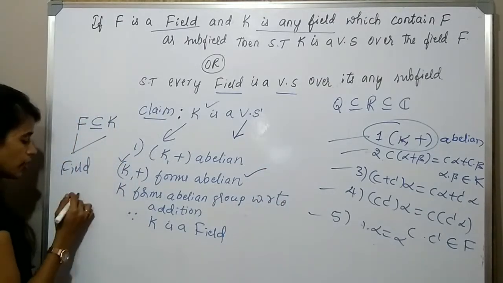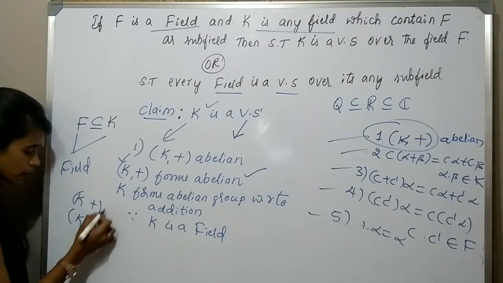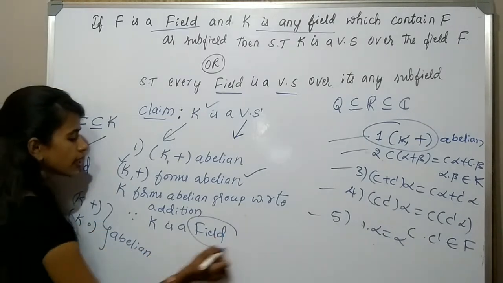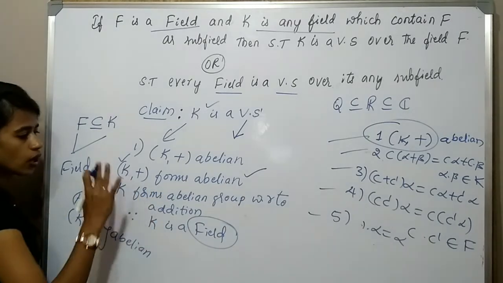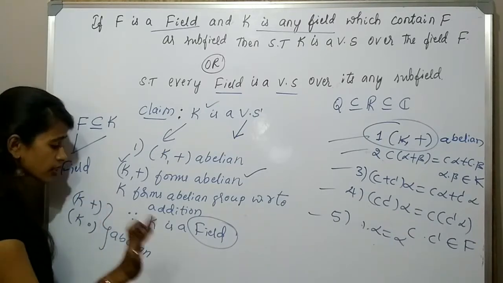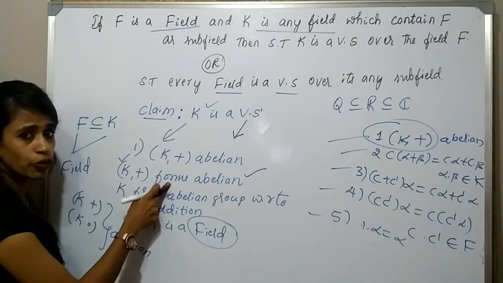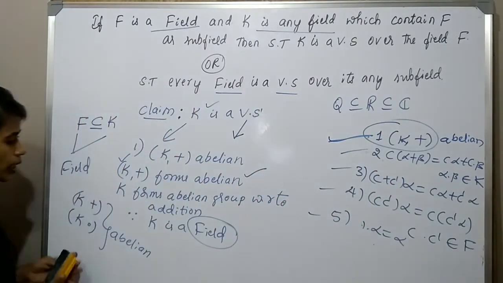What do you mean by a field? Field means K with respect to addition and K with respect to multiplication must be abelian. The definition itself says it must be abelian, therefore no need to prove closure, associative, identity, inverse and commutative. Just write, since K is a field, therefore it clearly forms an abelian group with respect to addition. That's it. So this is over. So next.